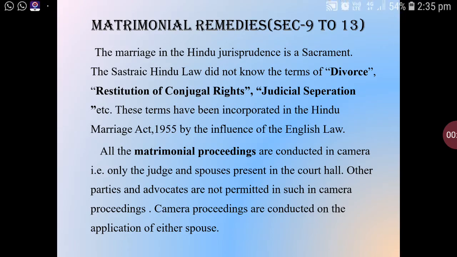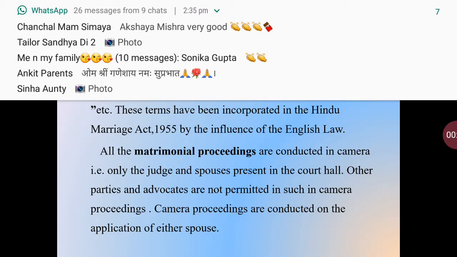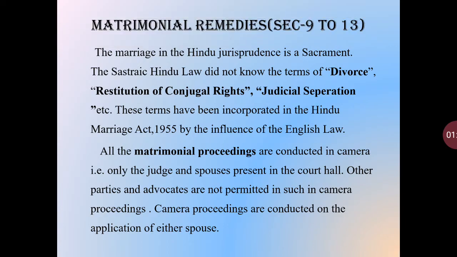All the matrimonial proceedings are conducted in camera, that is, only the judge and spouse present in the court hall. Other parties and advocates are not permitted in such in-camera proceedings. In-camera proceedings are conducted on the application of either spouse.